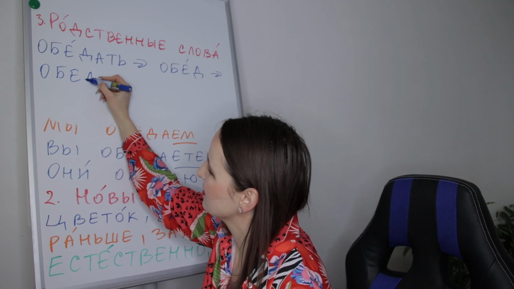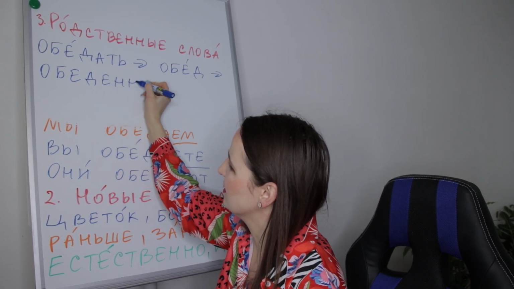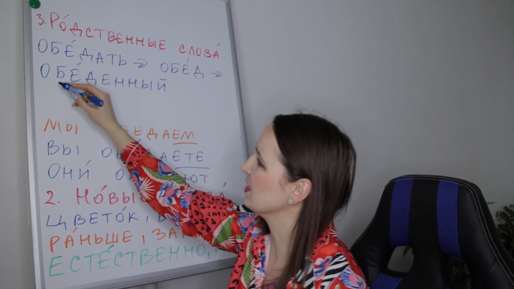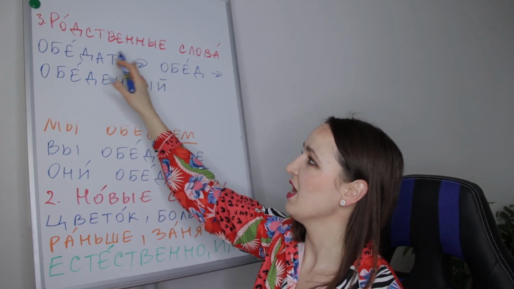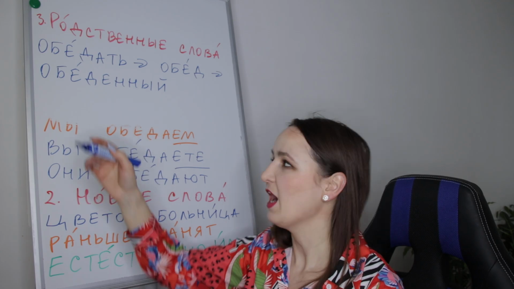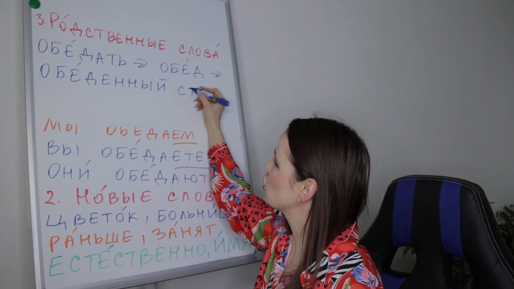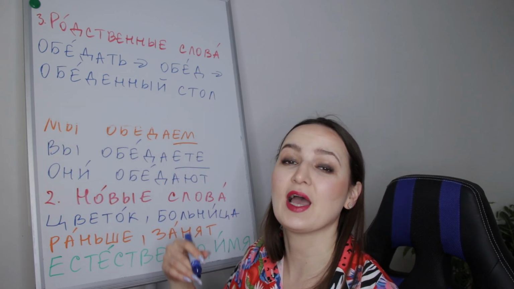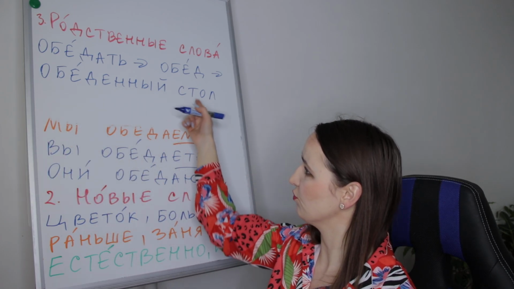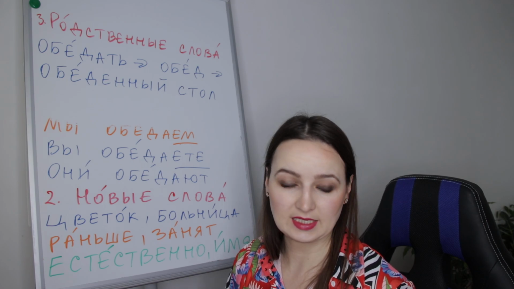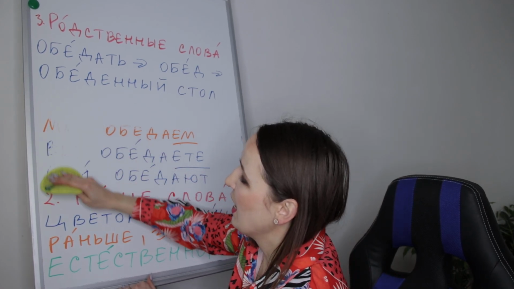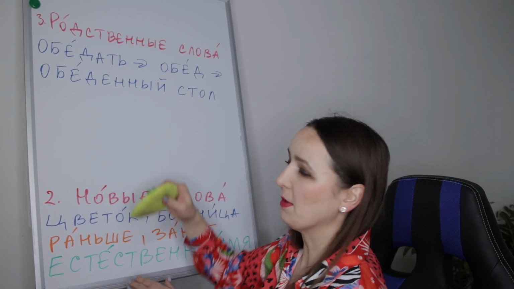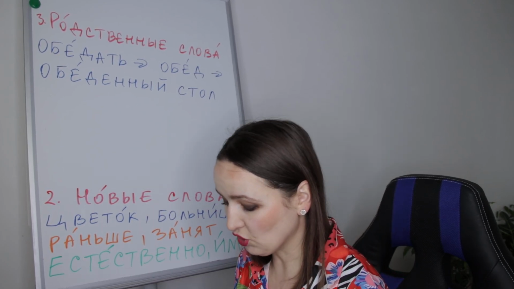Обеденный. And this is an adjective. Lunch, for example, обеденный стол. Lunch table. Table for lunch. So we have обедать, обед, обеденный. Идем дальше.